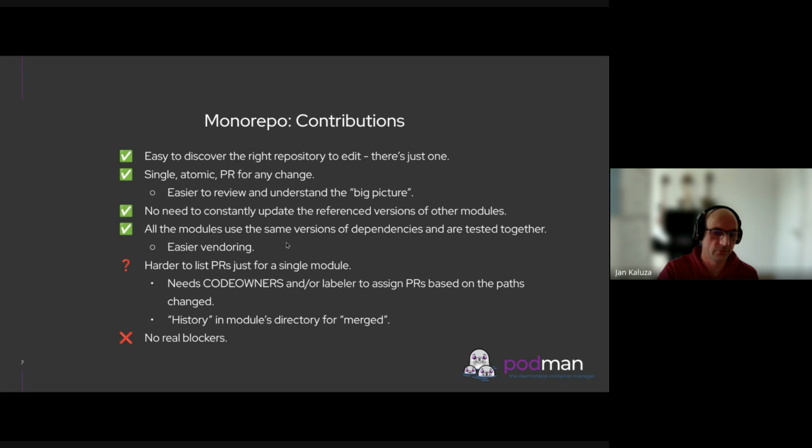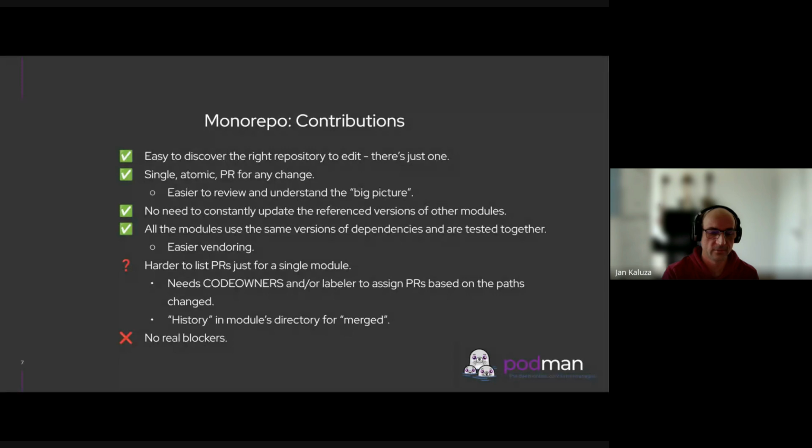So those are all the advantages of this monorepo approach for contributions. Now, for the disadvantages, it's harder to list PRs for a single module, because everything is mixed together in the GitHub interface. If you open pull requests, you would see all those PRs basically per feature, not per project, which is different from what we have right now.